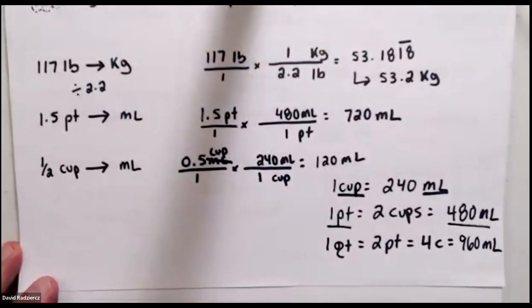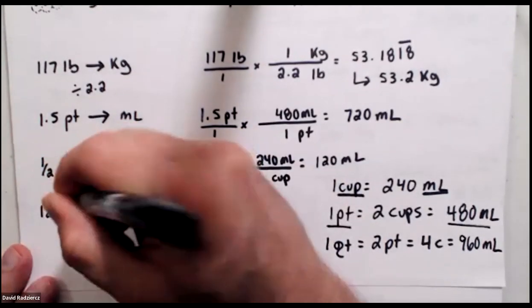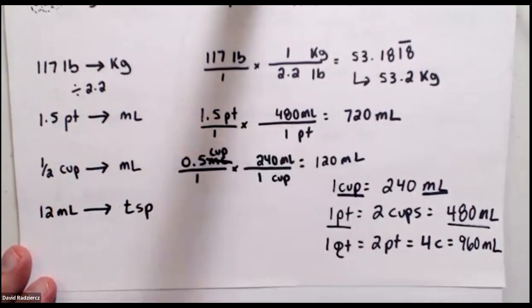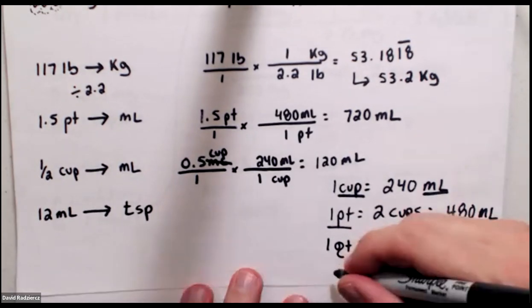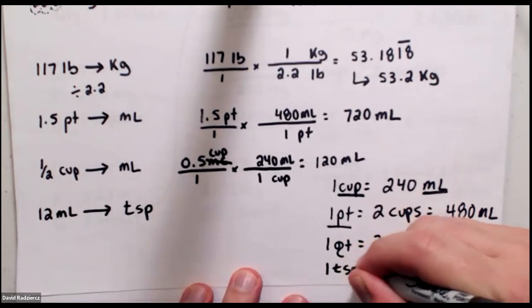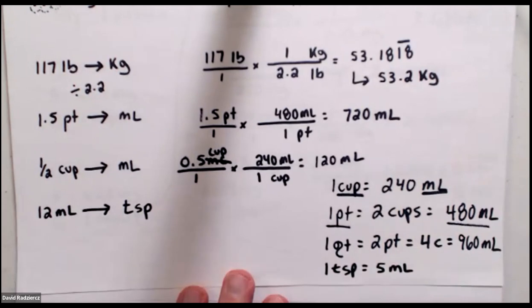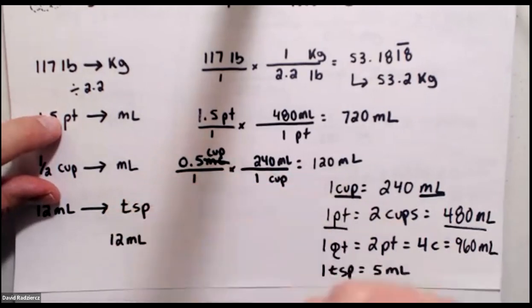Let's say you had 12 milliliters and I wanted to know how many teaspoons that was. We know that 1 teaspoon is 5 milliliters. If you didn't, now you do. So I'm going to take my 12 milliliters.